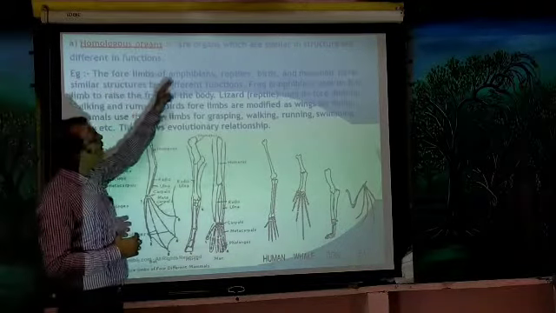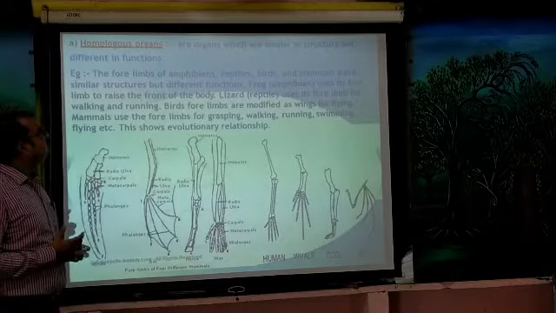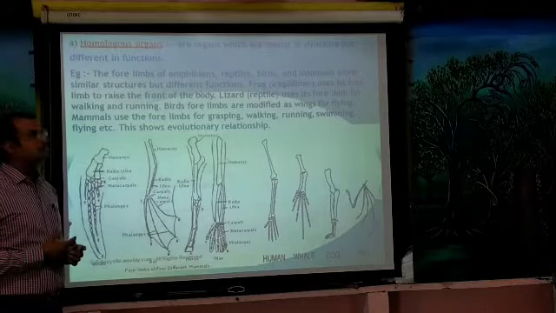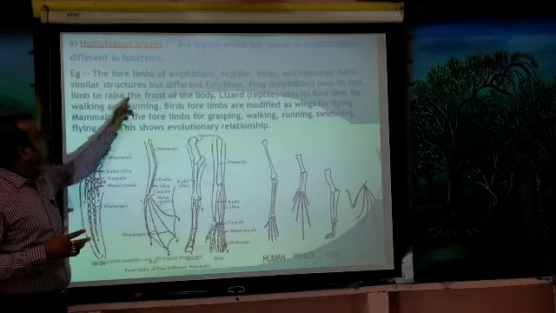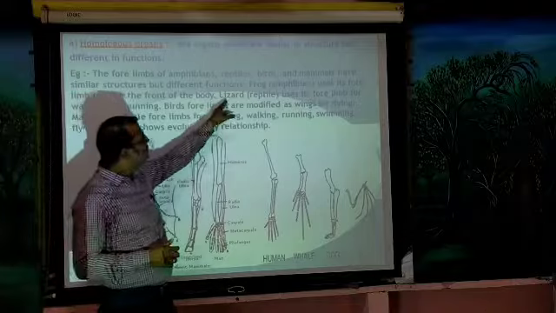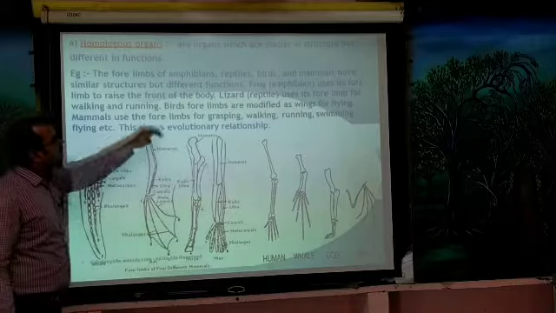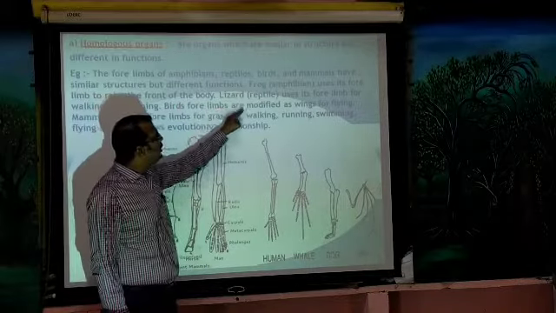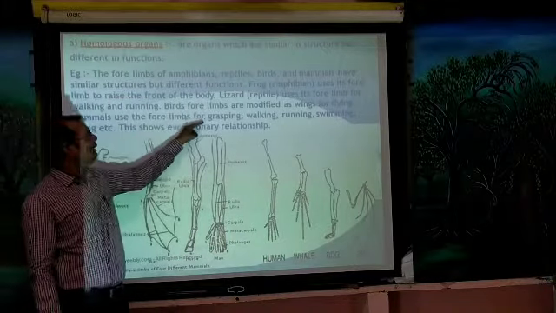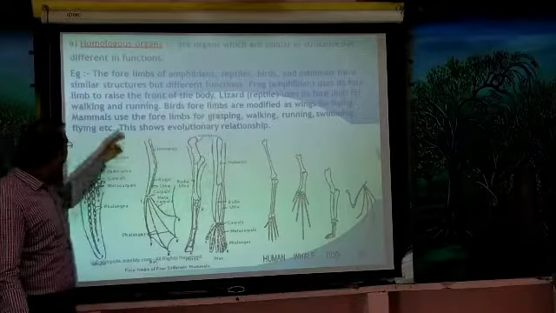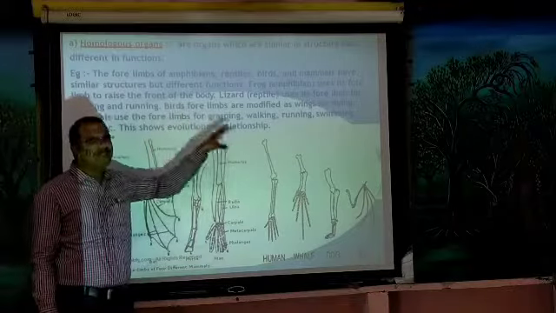Examples: the four limbs of amphibians, reptiles, birds and mammals have similar structures but different functions. For example, a frog uses its forelimb to raise the front of the body. A lizard uses its forelimb for walking and running. Birds' limbs are modified into wings for flying, and mammals use the forelimbs for grasping, walking, running, swimming and flying, etc. This shows the evolutionary relationship.